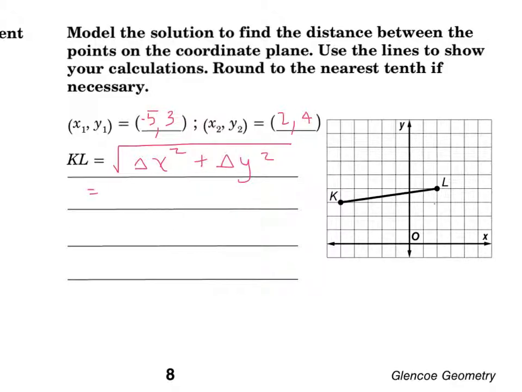So what we do, let's look, how much does the number change from going from -5 to 2? Going from -5 to 2 is a change of 7. So we're going to put 7 squared plus, look at the y's. How much does it change going from 3 to 4? It only changes 1. So 1 squared. Now we're just going to do PEMDAS to solve. So really this is the square root of 49 plus 1, which is equal to the square root of 50.